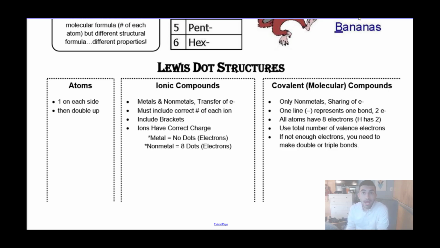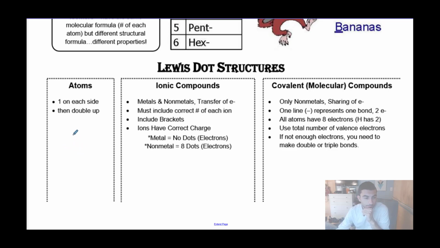Essentially, a Lewis dot structure, or just a Lewis structure, is a model we use to visualize how the atoms are bonding together. It allows us to predict, if it's covalent, how many covalent bonds will form. It allows us to predict then the shape of a molecule, which then allows us to predict things like polarity and intermolecular forces.